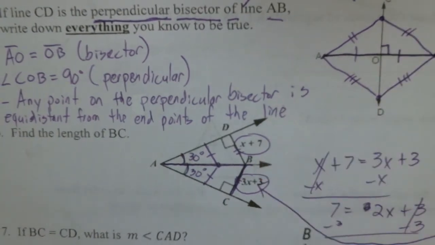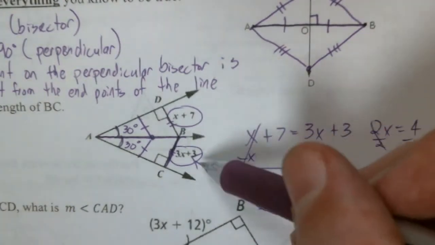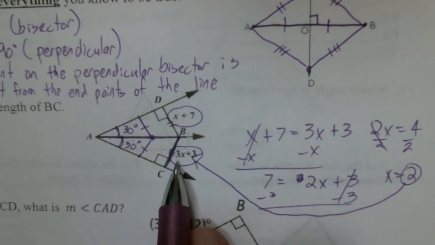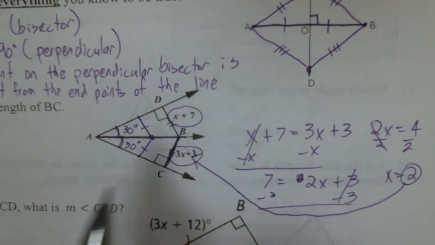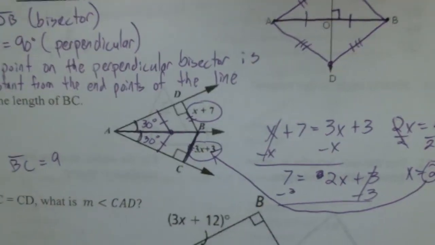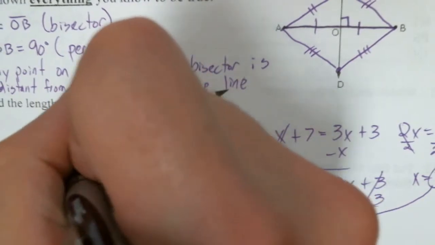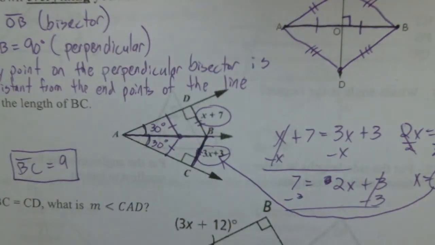Now this one doesn't matter which one you plug it into because both of these lengths are the same. So it doesn't matter if I plug it in here or here. Let's plug it into both. 3 times 2 is 6. 6 plus 3 is 9. So BC has a length of 9. All right, let's plug it into the other one. What is 2 plus 7? It's also 9. Okay, so just take those few extra seconds and double check your work.